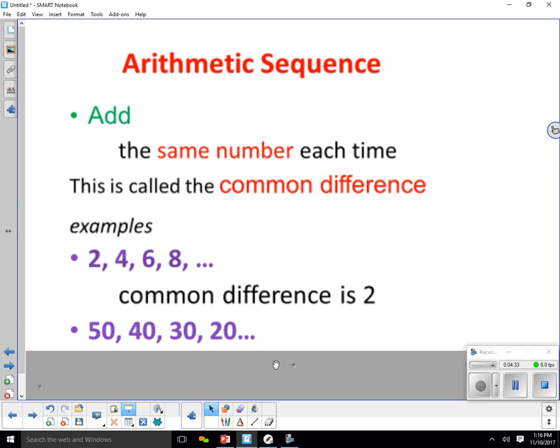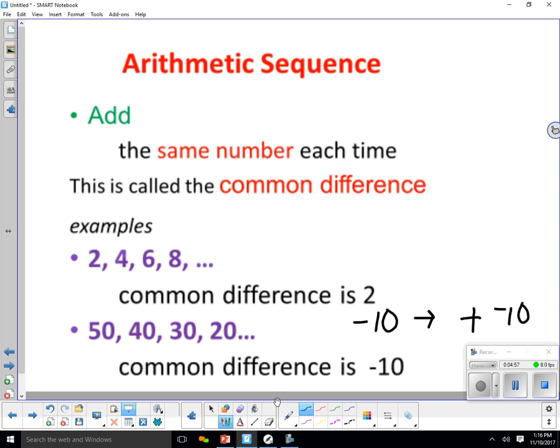Okay? 50, 40, 30, 20. Jacob? Okay, now I can't write it as a subtract 10. So how do I change that from a subtract 10 into an add? Positive what? Now, when I change integers, if I change that subtract to a plus, what happens to that positive 10? It becomes a negative 10. So my common difference here is I'm adding negative 10.